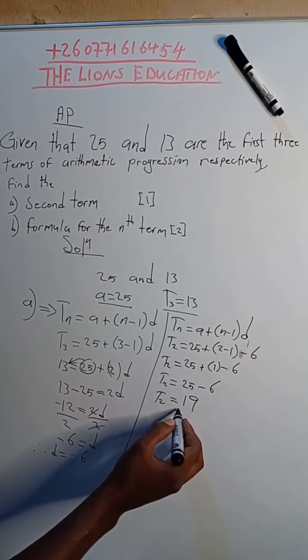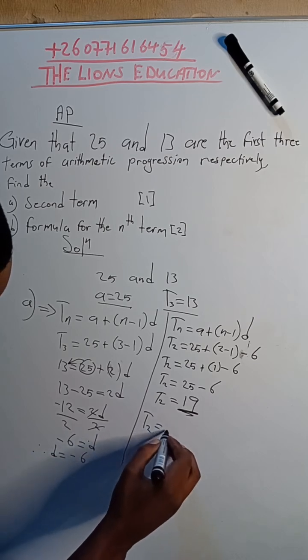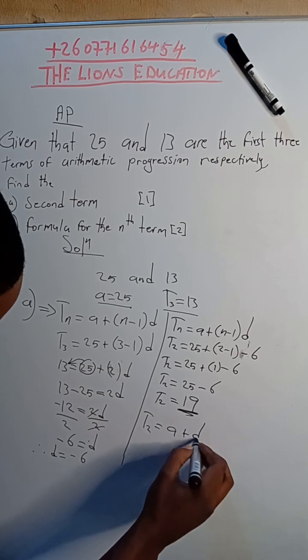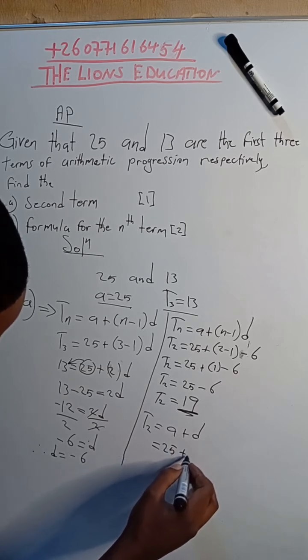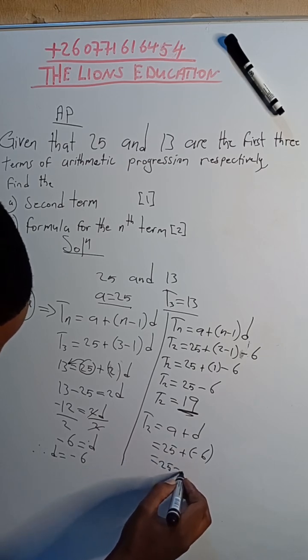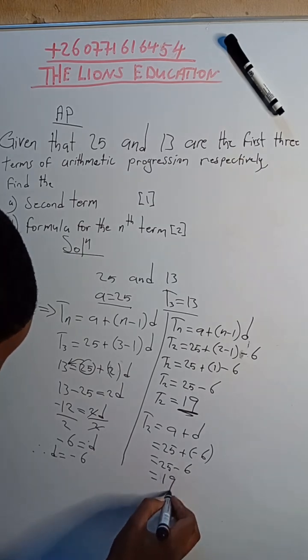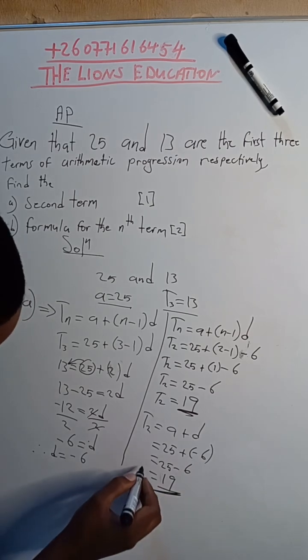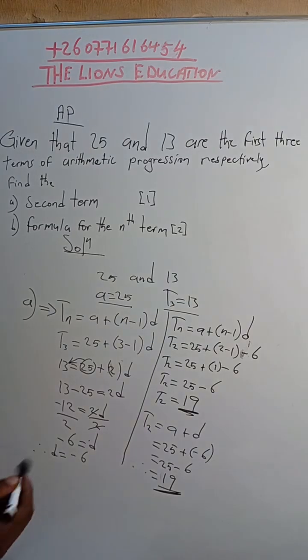Alright? Now, the other method that you can use, you can just say second term is equal to A plus d. This will give you 25, which is our A, plus the difference, which is negative 6. So here you get 25 minus 6, then you get 19, like that. So this is our second term. All right, now having done that, we can find the last question.